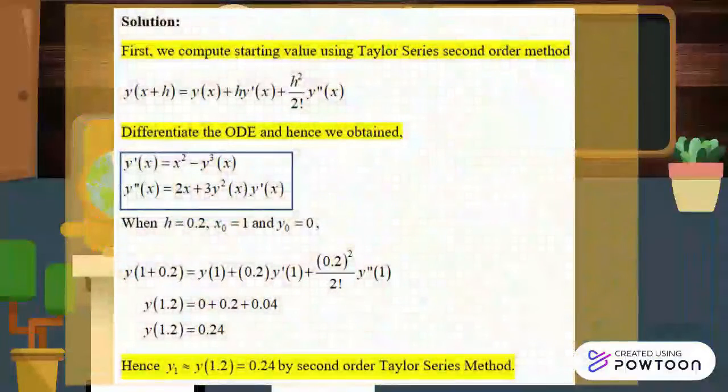First, compute the starting value using the Taylor series second order formula. The first and second derivatives of y can be found by differentiating the ODE. The first derivative equals x squared minus y cubed, whereas the second derivative equals 2x plus 3y squared y prime. Then, substitute the step size and the initial values of x and y into the Taylor series formula, and hence we obtain y equals 0.24 when x equals 1.2.